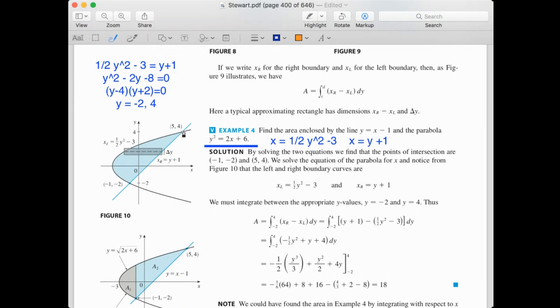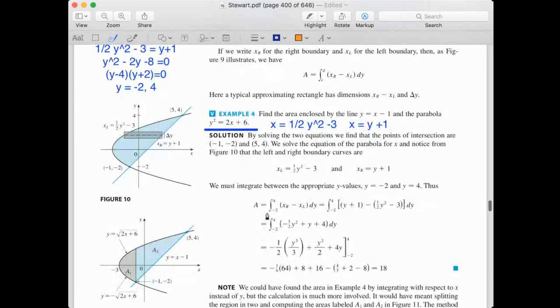Okay, so that's how we get those 2 points. We get negative 2 y value, right? Because y cannot be a function of x, so we just think of x as a function of y. Then we just cut along the y-axis. So we set up the integral from negative 2 up to 4. Then which one is on the left, which one is on the right?